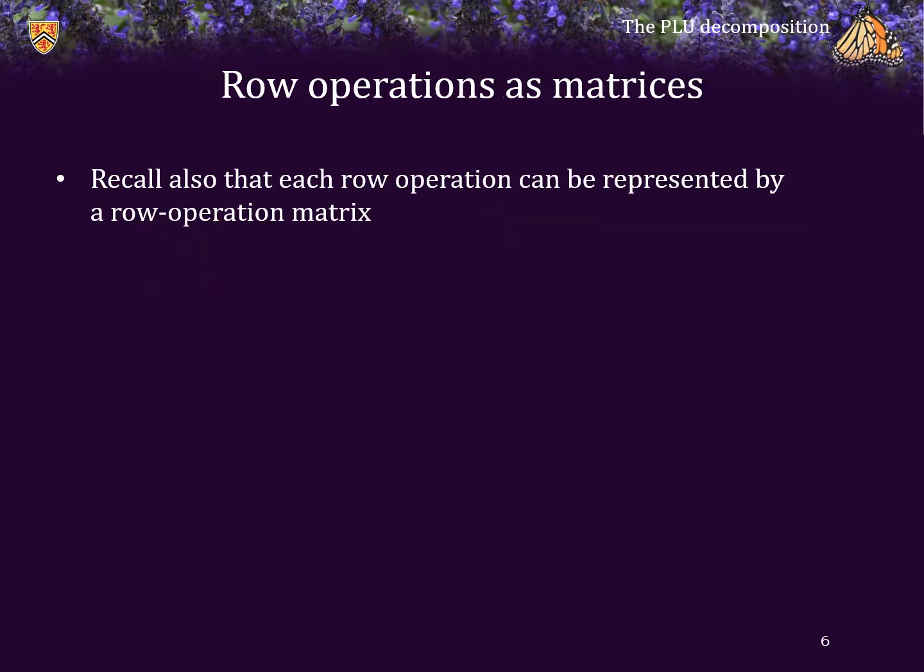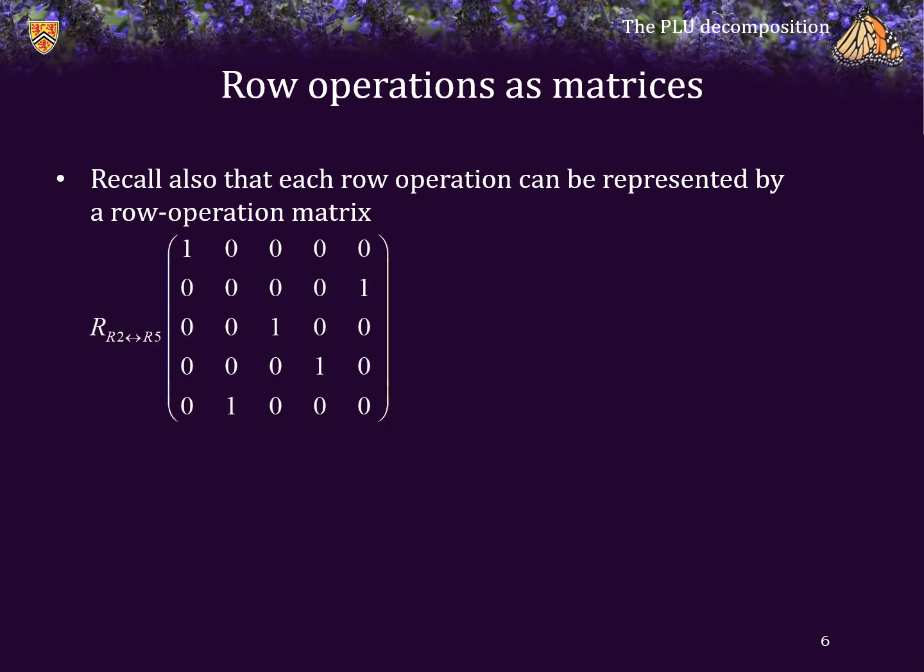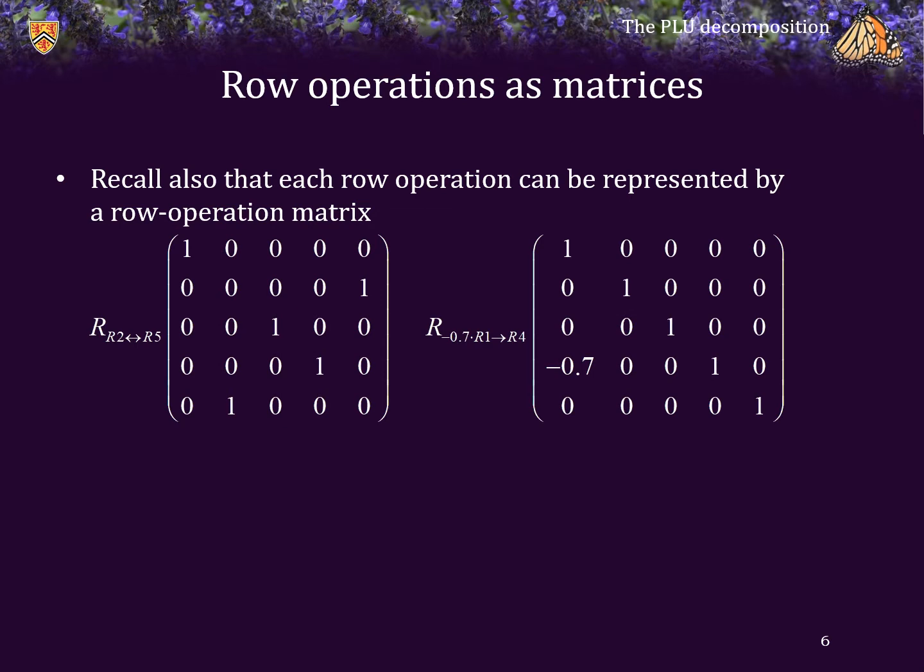Recall that each row operation can be represented by a row operation matrix. So for example, for a 5-dimensional vector or a 5 by n matrix, we could swap either the second and fifth entries or the second and fifth rows by multiplying on the left by this particular matrix. Similarly, here we could add negative 0.7 times row 1 onto row 4.